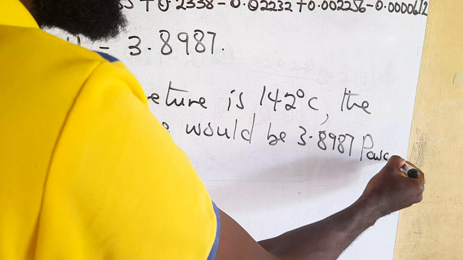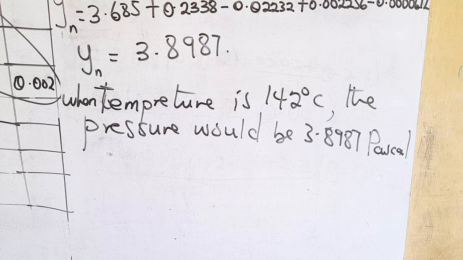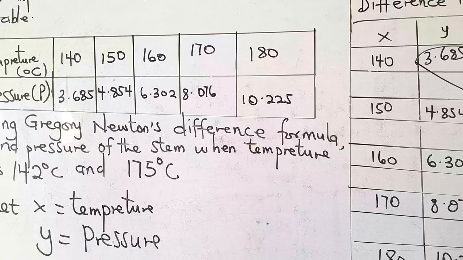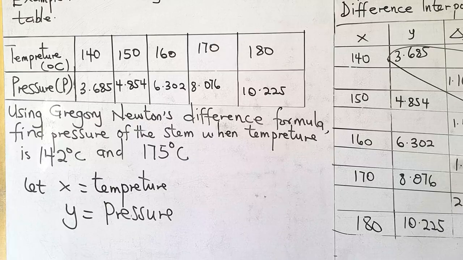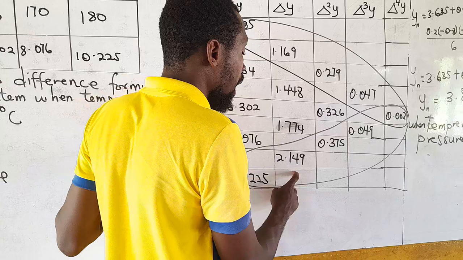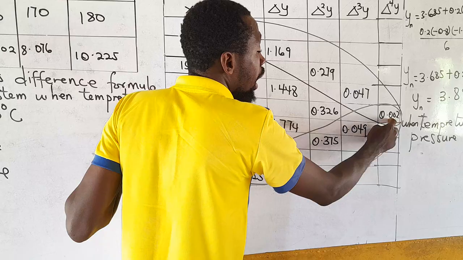So the second one, we are going to find pressure again when temperature is 175 degrees Celsius. Remember, since it occurs at the tail end, we need to use the backward difference formula to solve that. However, we will not construct another difference table. Remember, we are going to use these values, where this is our y naught, nabla y naught, nabla square y naught, nabla cube y naught, and nabla exponent 4 y naught in the order.